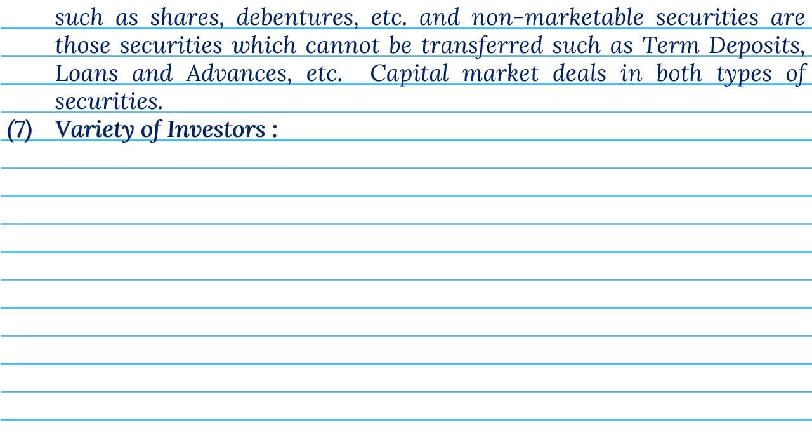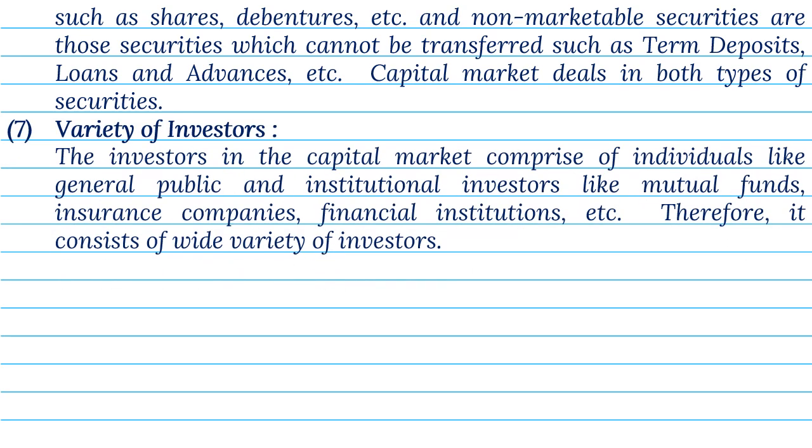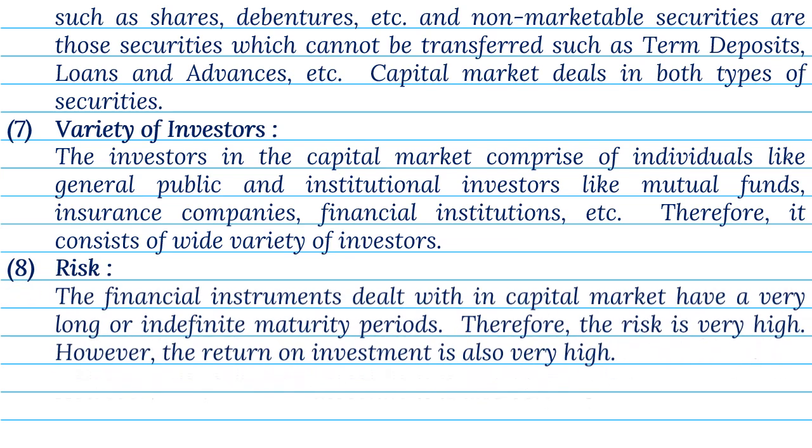7. Variety of investors. The investors in the capital market comprise of individuals, like general public, and institutional investors, like mutual funds, insurance companies, financial institutions, etc. Therefore, it consists of wide variety of investors. 8. Risk. The financial instruments dealt with in capital market have very long or indefinite maturity periods. Therefore, the risk is very high. However, the return on investment is also very high.